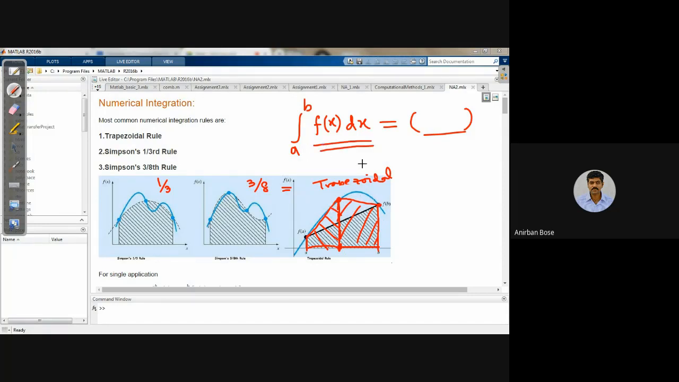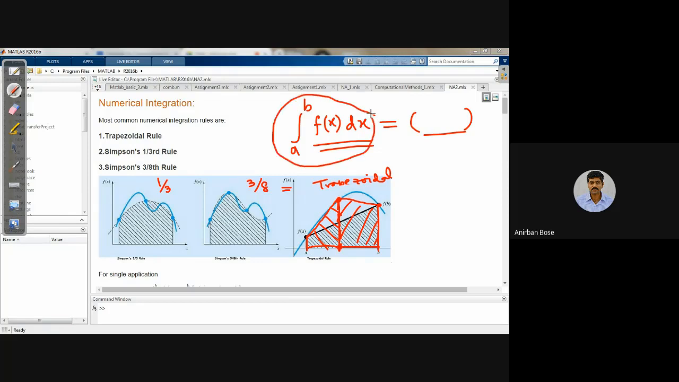That means this integration. So now you see that when instead of a single segment we consider two segments, the error is less. It is much closer to the actual value. Now in this way, if we just increase the number of segments, gradually our error will be less and less, and gradually our numerical integration will tend to the actual integral value.